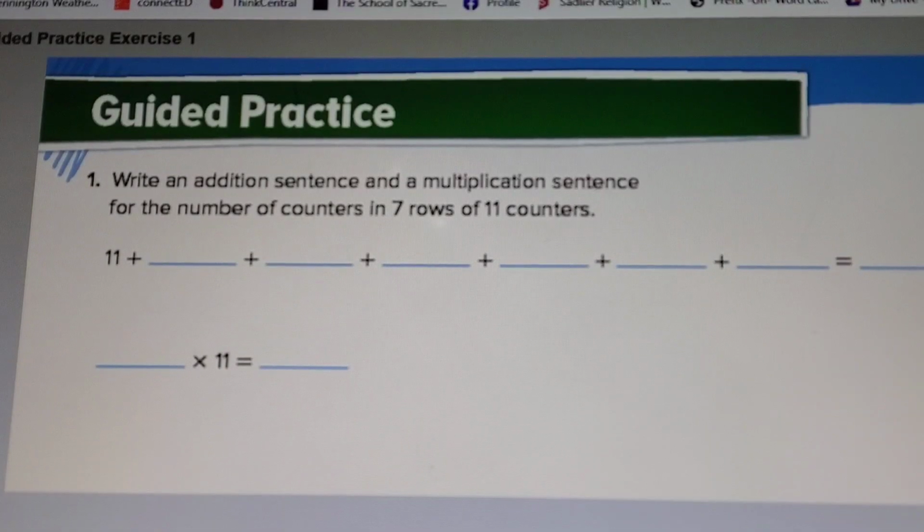Guided practice number 1. Write an addition sentence and a multiplication sentence for the number of counters in 7 rows of 11 counters. So here we have 7 spaces, so we're going to write 11 plus 11 plus 11 plus 11 plus 11 plus 11 plus 11 equals, and here you're going to write 7 times 11 equals 77. That's just taking this digit that's not 11 and writing it 2 times.